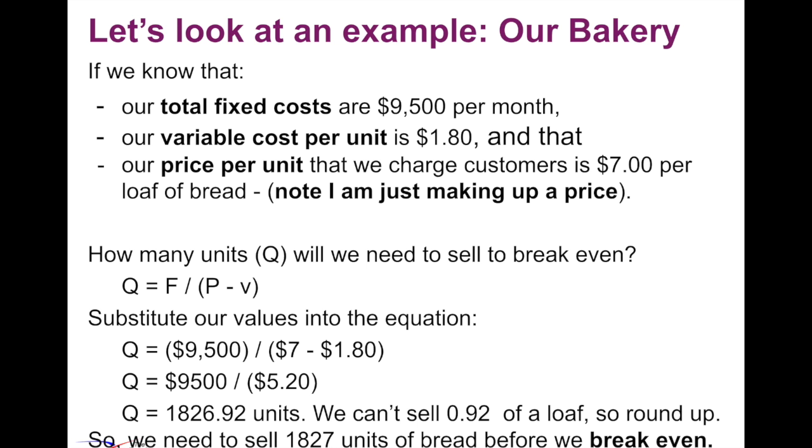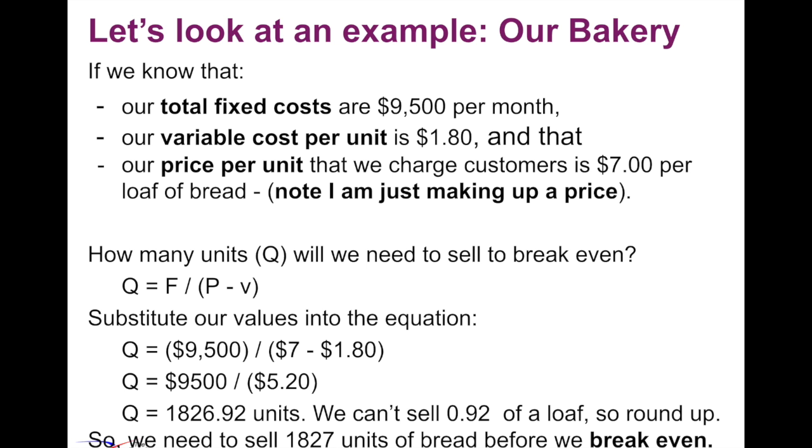So we always round up. Because if you round down, you will not have broken even, guaranteed. If you round up, then you've broken even and then a little bit more. So in this case, in reality, the number of units we have to sell to break even is 1,827. And that's our break even point.